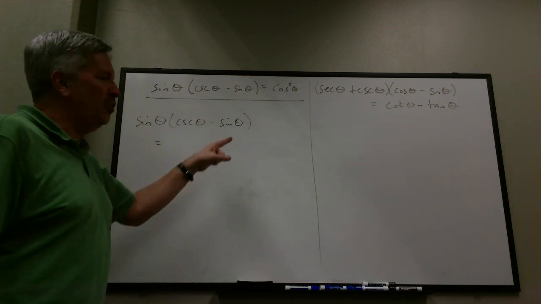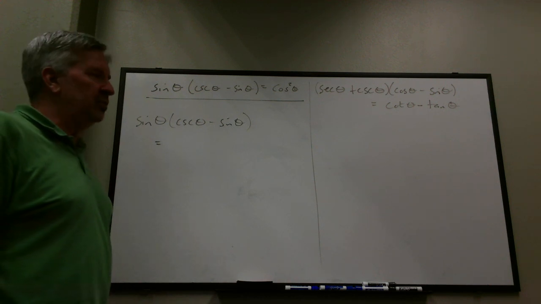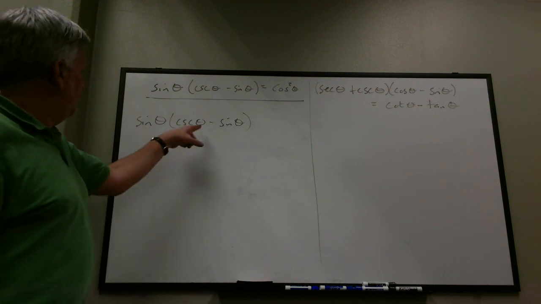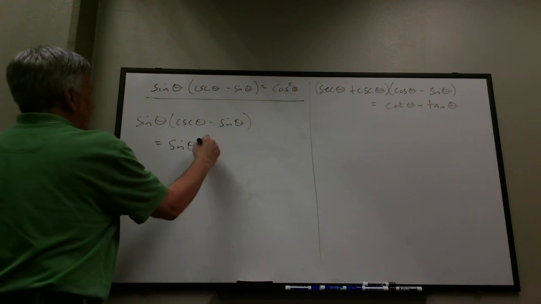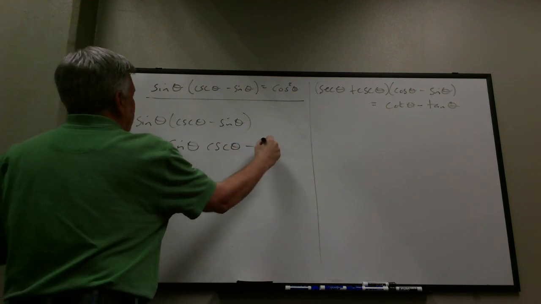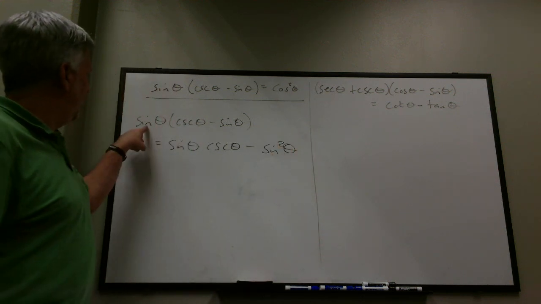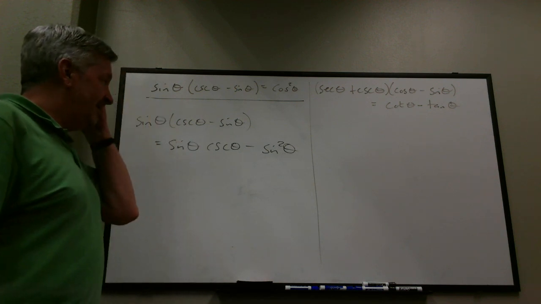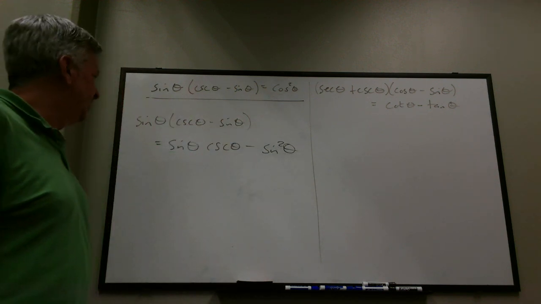But what's something you could do? Even if you just had no clue what to do, what's something you could do? Well, you could distribute the sine, right? If I distribute the sine, that might get you somewhere. So that's sine times cosecant minus sine squared. Now sometimes it may get worse before it gets better. Keep that in mind too.